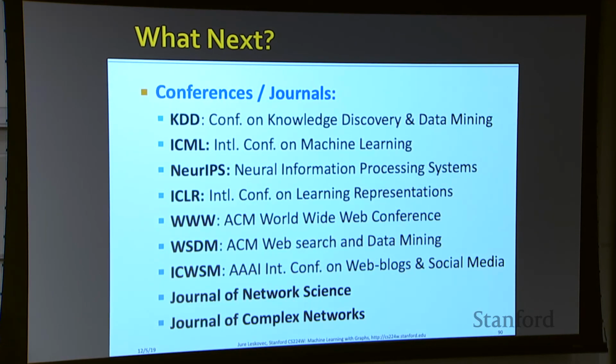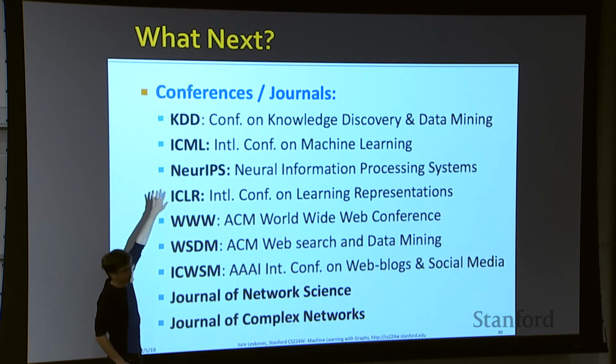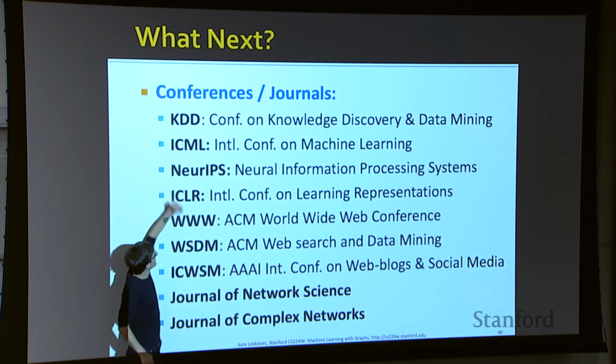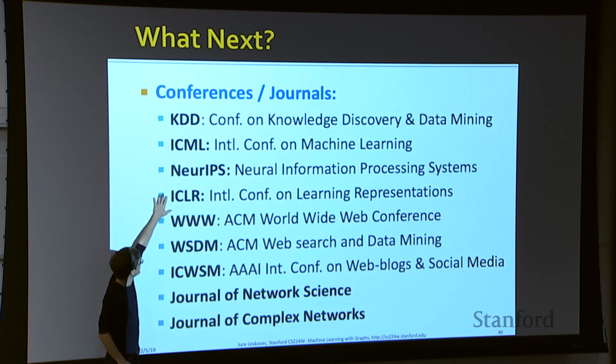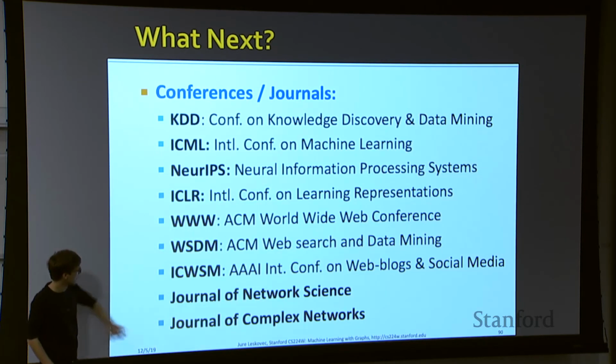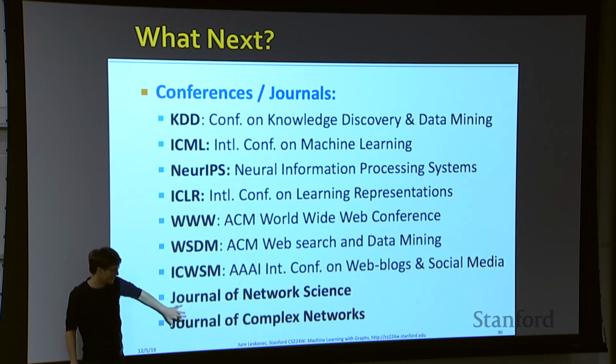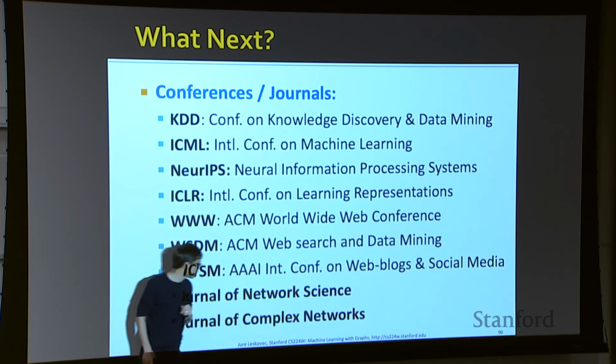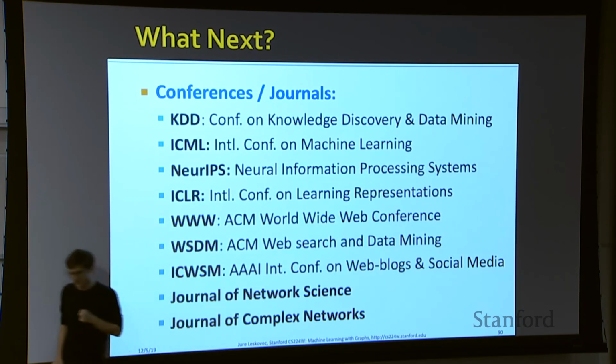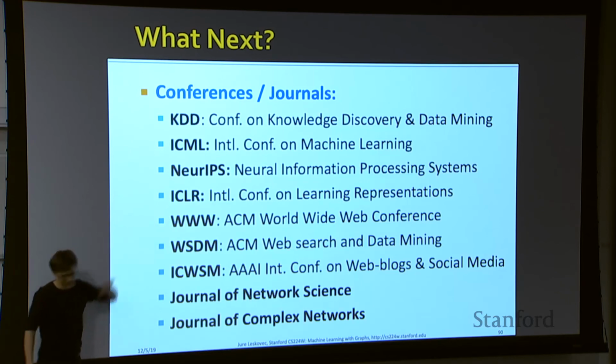What are good places to publish these types of research? There are data mining conferences like KDD, machine learning conferences like ICML, NeurIPS, ICLR, and then web, online, and social media conferences like World Wide Web or WSDM. And then there are also dedicated journals that care about network science or algorithms for networks, like Journal of Network Science or Journal of Complex Networks. So that's a good overview.